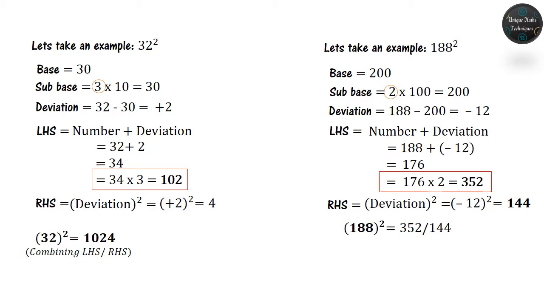But according to the rule, we should have only 2 digits in our right hand side if our base is the multiple of 100. So here the base is 200. So that is why we should have only 2 digits in our right hand side. So what we will do is, we will take this 1 and add it to left hand side. So it will be 35344 by combining left hand side and right hand side. So our final answer for 188 square is 35344.